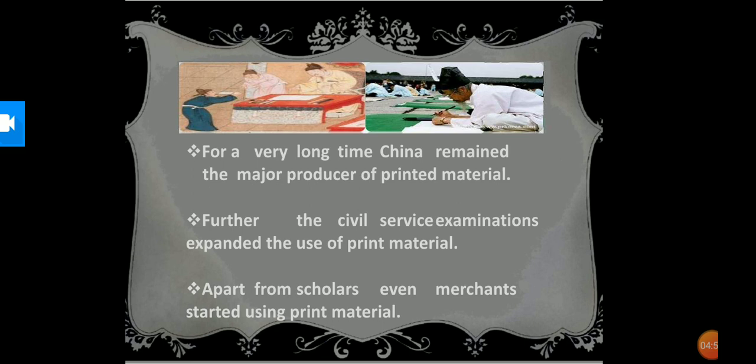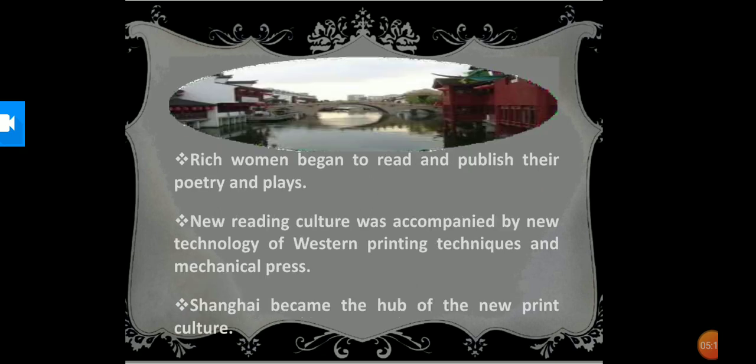Textbooks for this examination were printed in vast numbers under the sponsorship of the imperial state. From the 19th century, the number of examination candidates went up, and that increased the volume of print material. So this is how the Chinese printed more books.